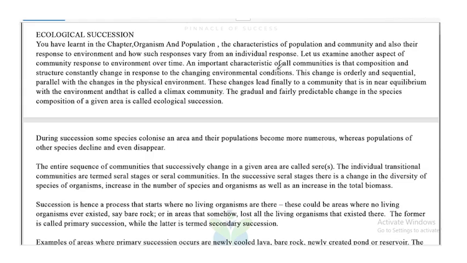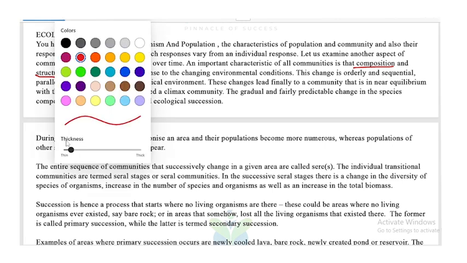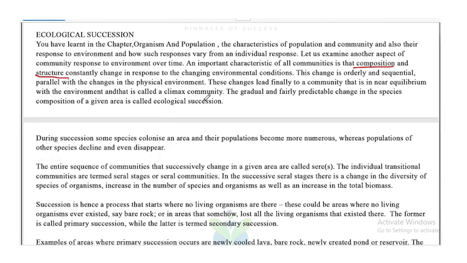So all communities have an important characteristic, that is their composition and their structure. Their structure constantly changes with the changing environment. This change is orderly and sequential, parallel with the changes in the physical environment. So it doesn't happen in a random manner, it is orderly and sequential. It happens in an order and sequence, and it is parallel to the changes.